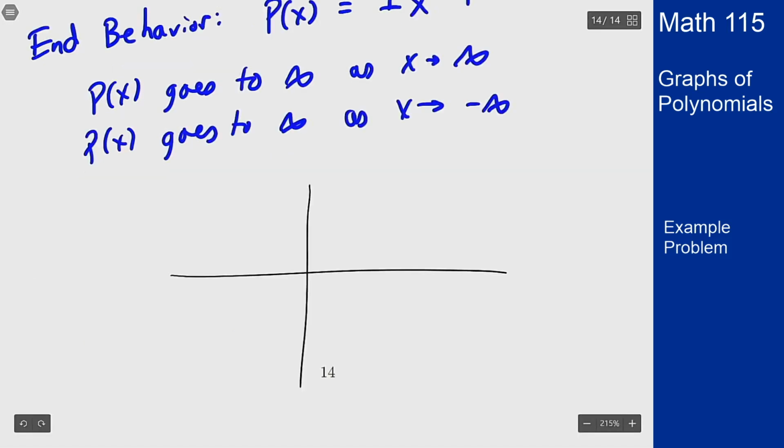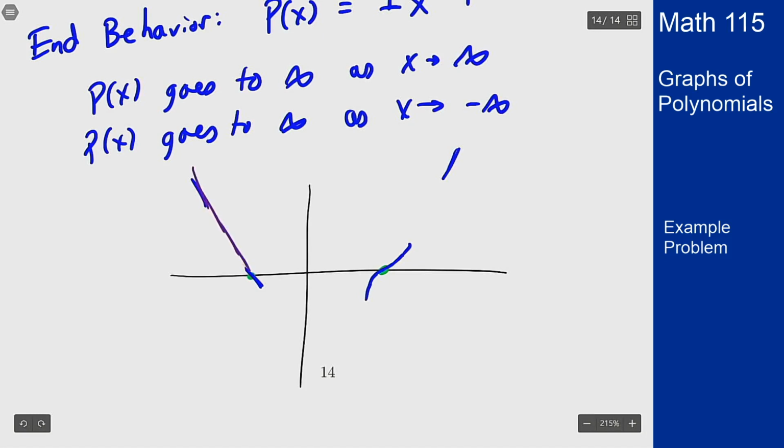I know I want zeros at minus 1 and plus 2. And my behavior should look like going to infinity on both ends. I know that my zero at minus 1 is a linear function because it's the first power, so it should pass through it this way like it's linear. And for x equals 2, that's the third power, so it should look like x cubed near that point. So it should sort of come up and go up like this. And from those pieces, we can then sketch out our graph.